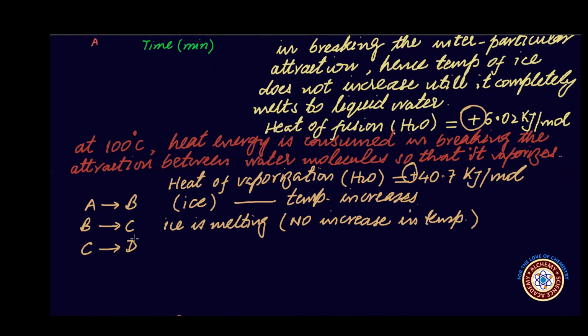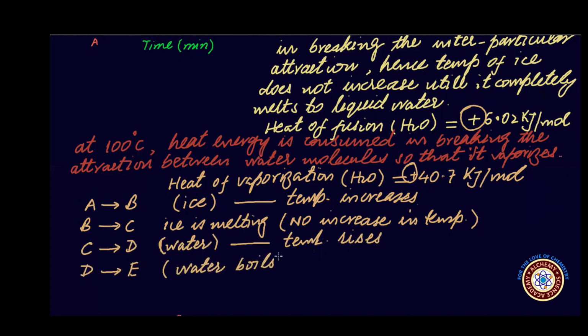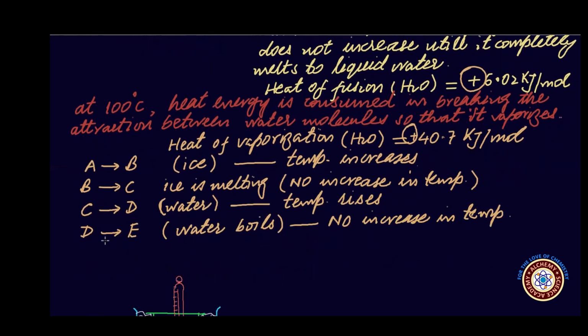Now let us see what happens from C to D. In this section of the heating curve, water exists as a liquid, and on heating its temperature rises. But from D to E, water boils, it vaporizes and turns into steam, and there is no increase in its temperature. Whereas the section E to F is for steam, whose temperature increases if one supplies thermal energy to it.